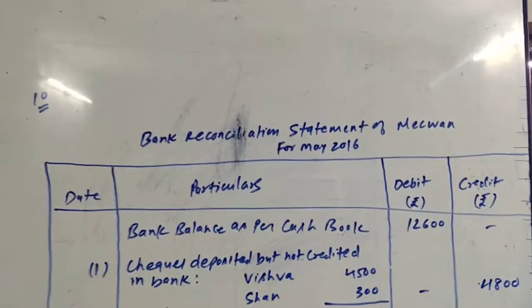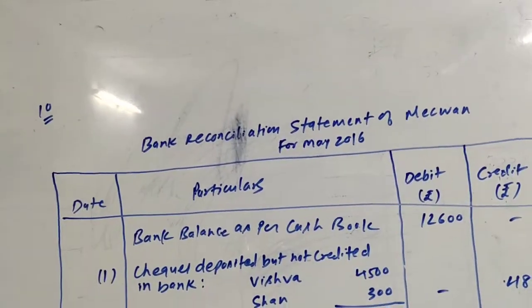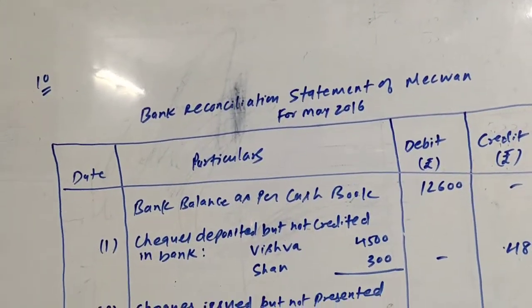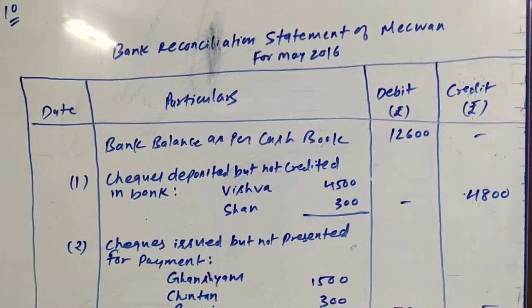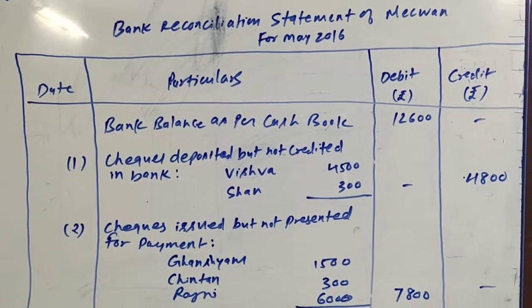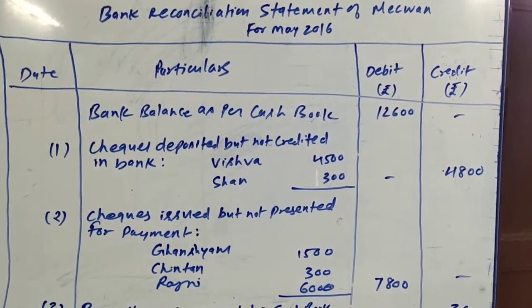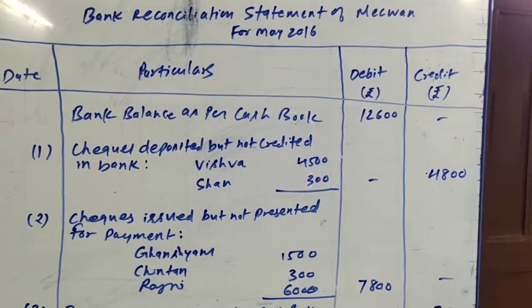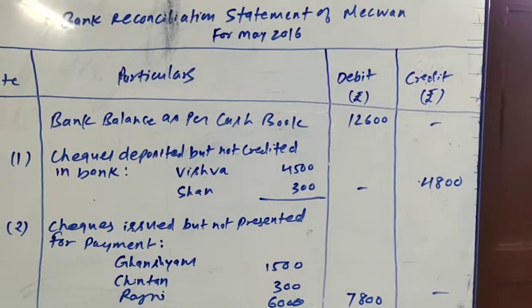Here it is, sum number 10, bank reconciliation statement of McCone for May 2016. We start with bank balance as per cash book, 12,600. And the first thing, we have marked two entries, rupees 4,500 and 300, which are at the debit side of cash book but not in the passbook. So we will be recording this.